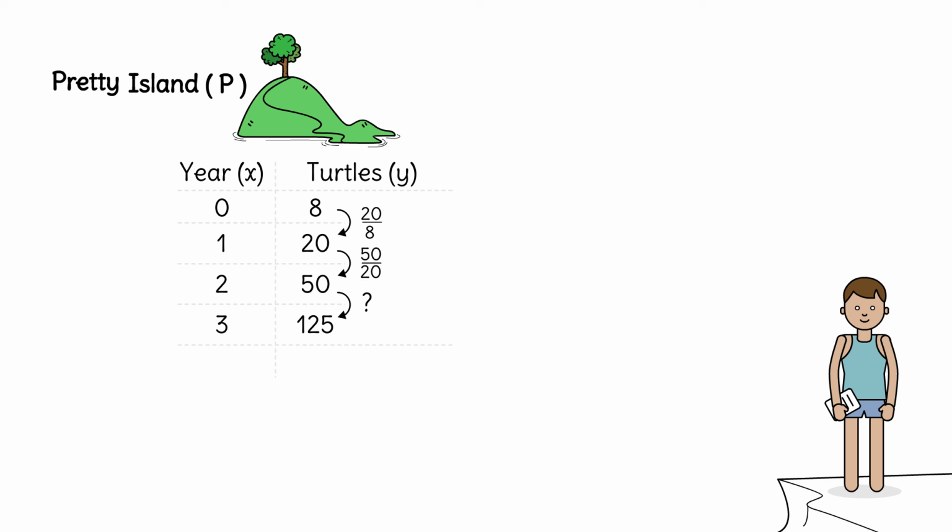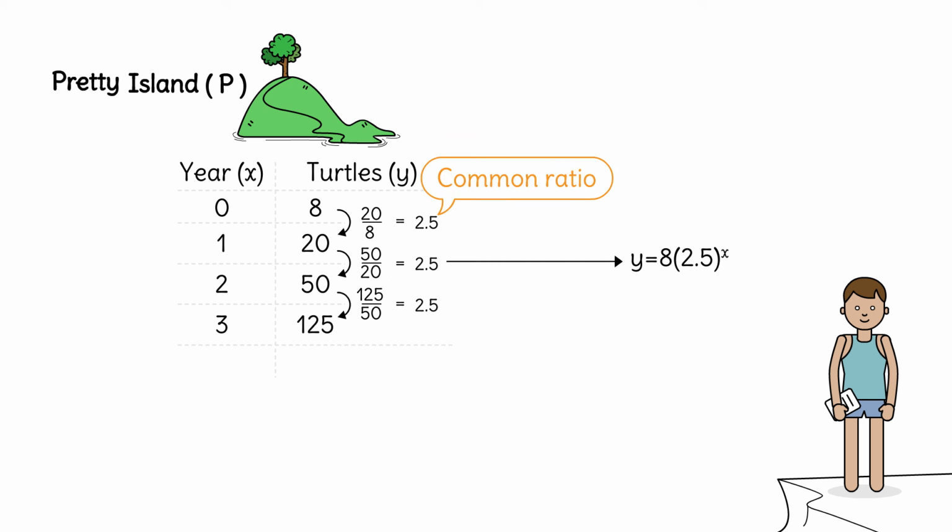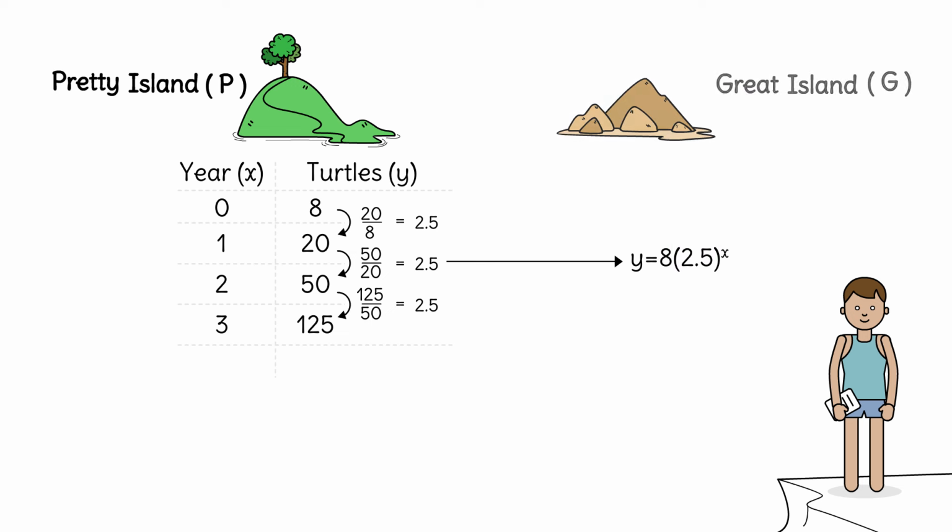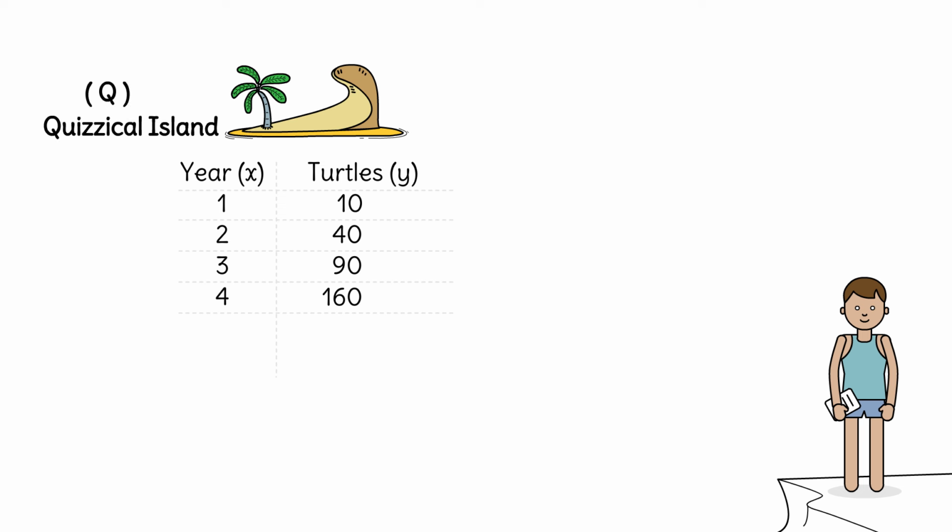Let's divide each y value by the previous one. If that common ratio holds up, we've found a multiplier. Yup, there it is, 2.5. Here's the equation. And a bigger multiplier means there will eventually be more turtles on P than even G, the other exponential growth island. How about Quizzical Island?